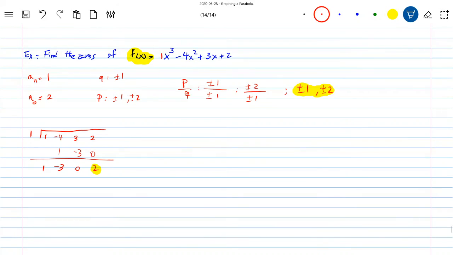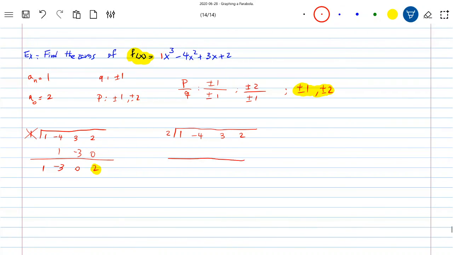How about if we try 2? You should try every number: 1, 2, negative 1, negative 2. I'm going to jump ahead from 1 to 2. 1, negative 4, 3, 2. So this 1 was kind of useless to us. It didn't give us any information about the polynomial. It just says it's not a zero. Okay, nothing else we can do.